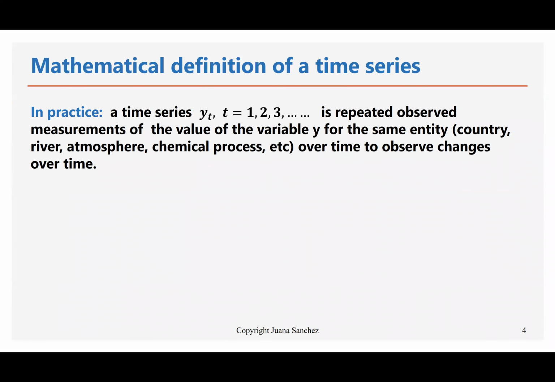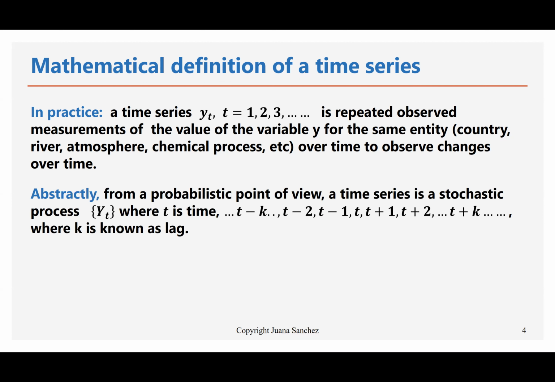So let's look at the mathematical definition of a time series. In practice, a time series, denoted by lowercase y sub t, the observed time series, with time t equal 1, 2, 3, is repeated observed measurements of the value of the variable y for the same entity. If it's a country, it could be income measured every quarter. If it's a river, it could be the flow every week. If it's the atmosphere, it could be contamination every hour. A chemical process could be some other measurement taken every single minute. And usually we observe over time to observe changes over time.